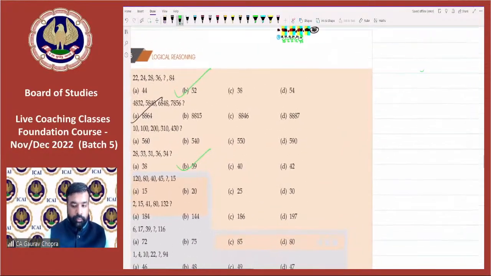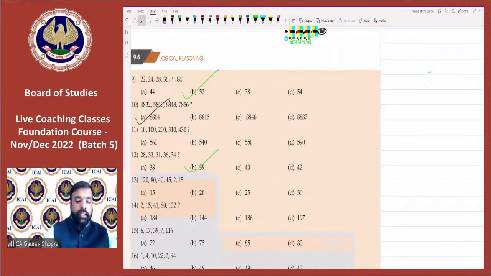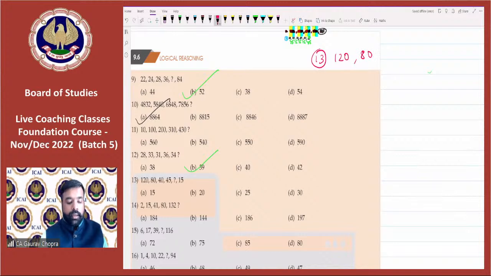Now the 13th one. Question number 13, we can try. 13 is 120, 80, 40, then 45, dash, and then 15. This is the question. See, if we try to see the complete logic in the series, there is no single logic in the whole series. But if we divide the series into two parts, we can get the logic.